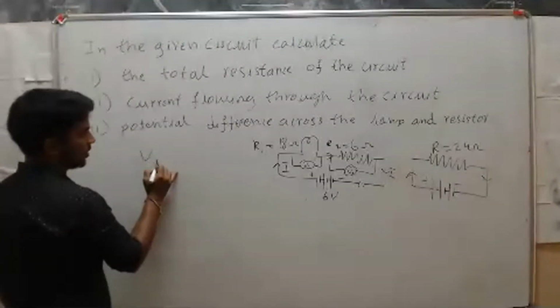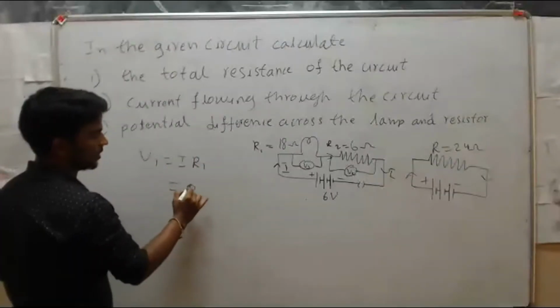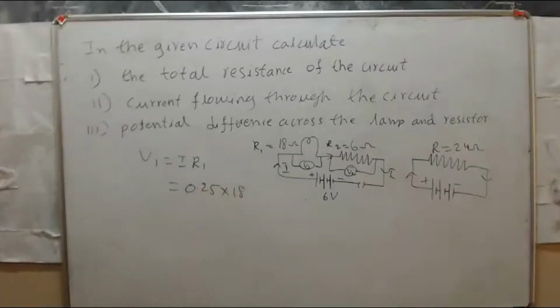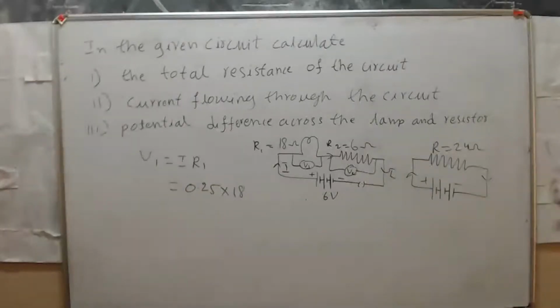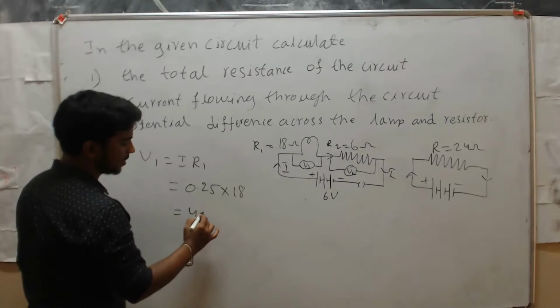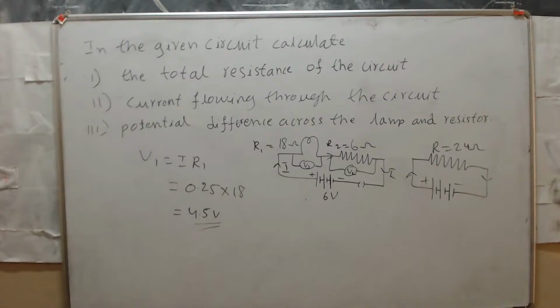So V1 is equals to I into R1. We need V1. What is the I value? That is 0.25. R1 is 18. So multiply 0.25 into 18. Here we will get the voltage across the lamp, that is 4.5 volts.